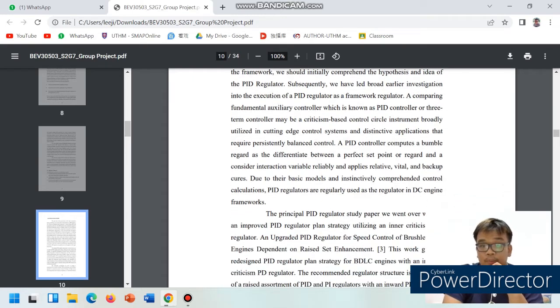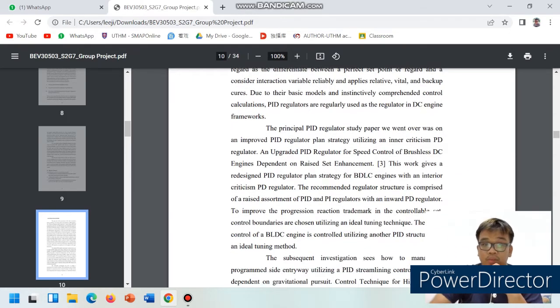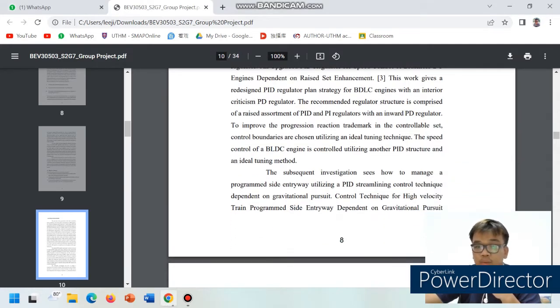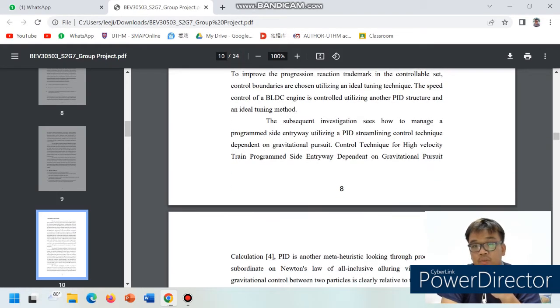The first PID regulator study paper we went over was an improved PID regulator plan strategy utilizing an inner criticism PD regulator, an upgraded PID regulator for speed control of a brushless DC engine based on rise set enhancement. The recommended regulator structure is comprised of a rise assortment of PID and PI regulators with an inward PD regulator. The subsequent investigation is on how to manage a program site entryway utilizing a PID streamlining control technique based on gravitational search.